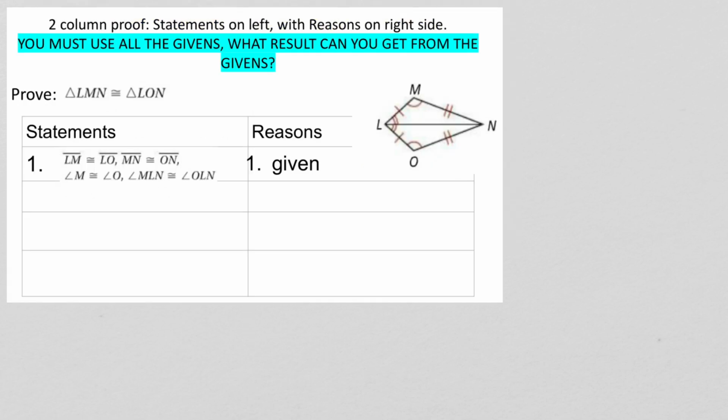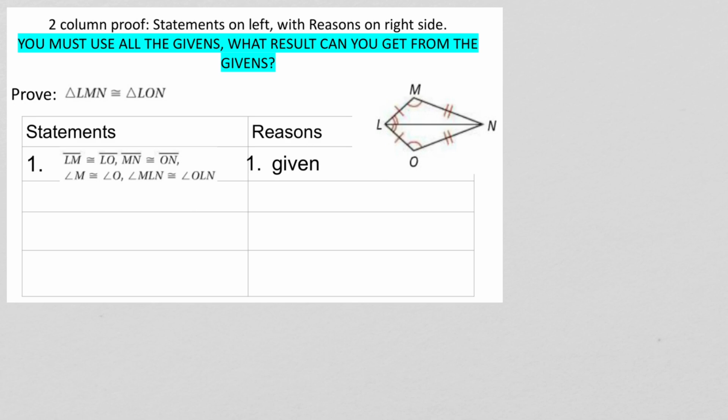All right, so I wrote my statements on the left, my reasons on the right. You must use all the givens. What result can you get from the givens? That's real important. All these givens, I'm going to write in the statement in this first line. You could separate them if you wanted to, making four different lines, but I'm just going to put them all up in one. And the reason is they are given to us.